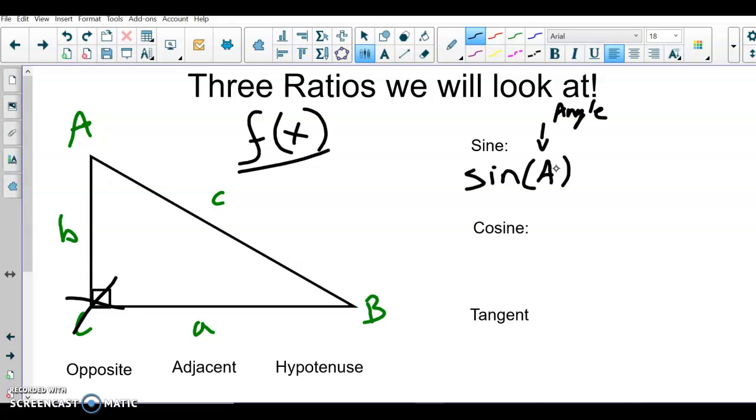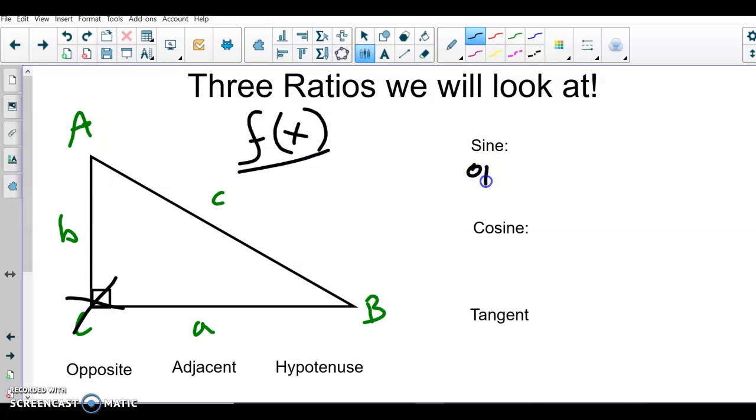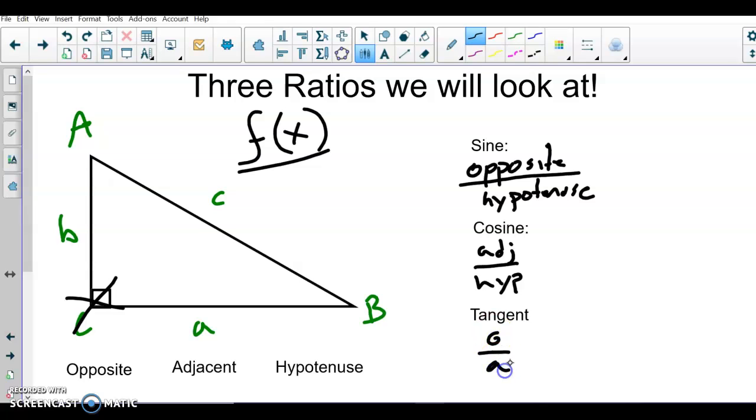What we first want to look at is what these are. Sine itself is the ratio between the opposite side of the angle over the hypotenuse. The cosine is going to be the adjacent side over the hypotenuse. And the tangent is going to be the opposite side over the adjacent side.